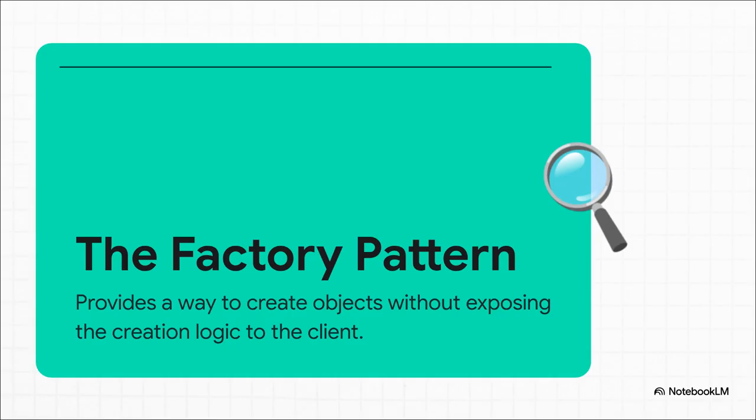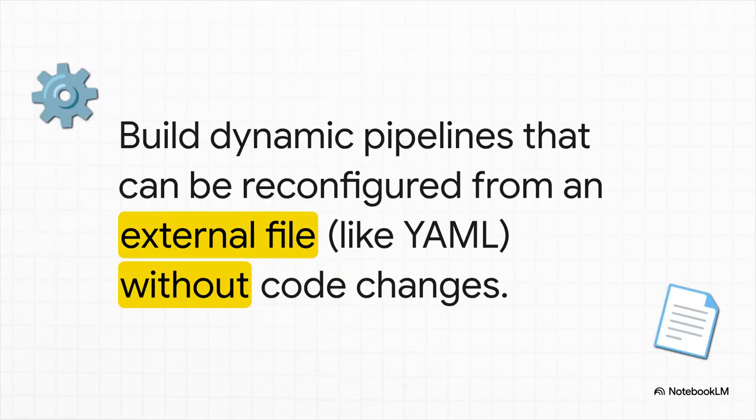All right, pattern number two, the factory pattern. This one sounds a bit industrial, but it's super simple. It's a way to create objects without the main part of your code needing to know all the messy details of how they're created. For MLOps, this is your golden ticket to building really configurable systems. What this means is you can build pipelines that you can change on the fly, at runtime, just by editing an external file like a YAML config. You don't have to touch the code at all. This is how you get those awesome, dynamic, config-driven pipelines.